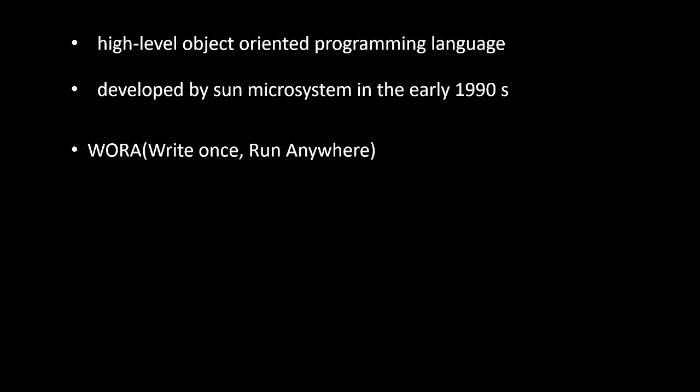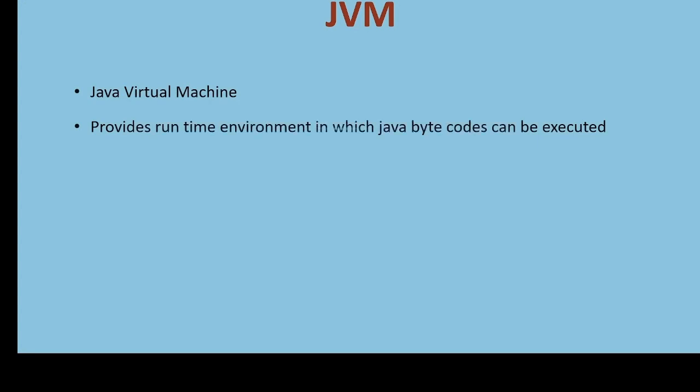Before going to further details, let's understand what is JDK, JRE and JVM. JDK, JRE and JVM are some of the common terms that we often hear whenever we hear about Java. Moving to JVM, JVM stands for Java Virtual Machine. It provides a runtime environment in which Java bytecodes can be executed.